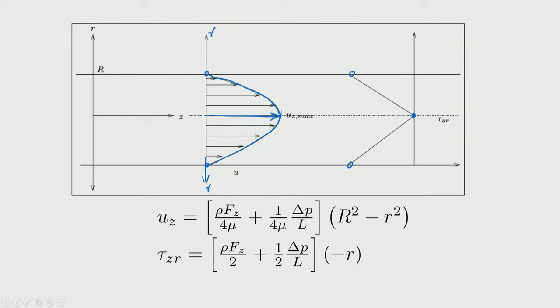The reason why it is negative is evident when you mathematically show it here and then plug in. So, you can actually see that from the expression for tau zr going as dou u z by dou r for the unidirectional component.